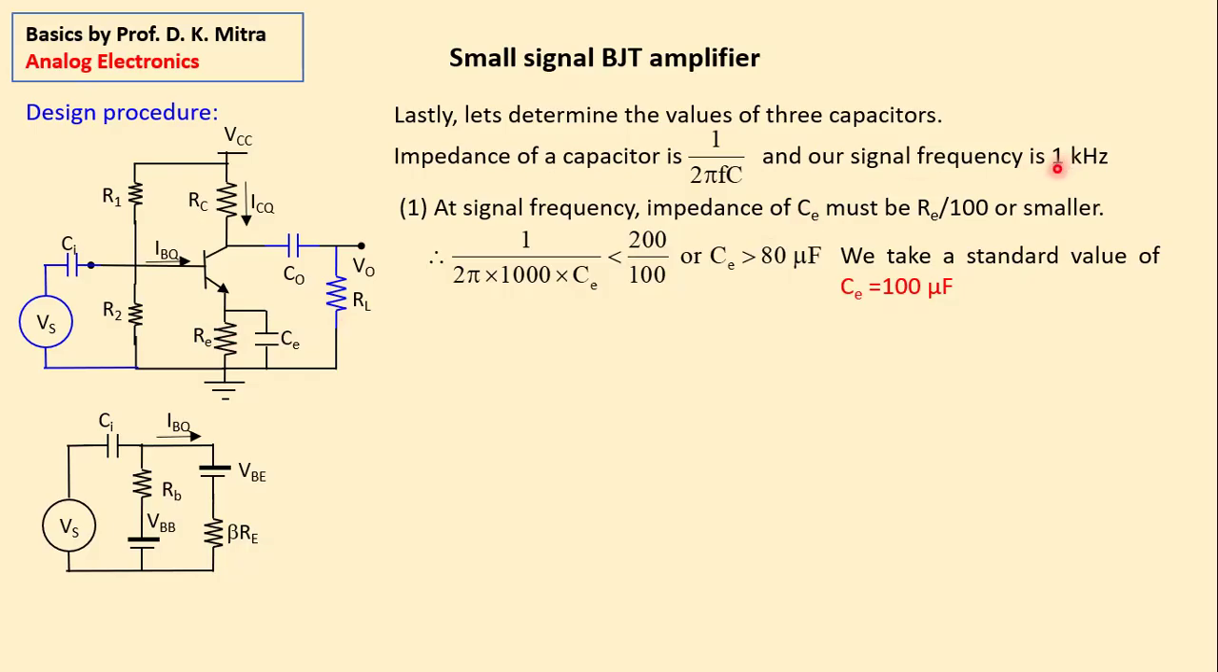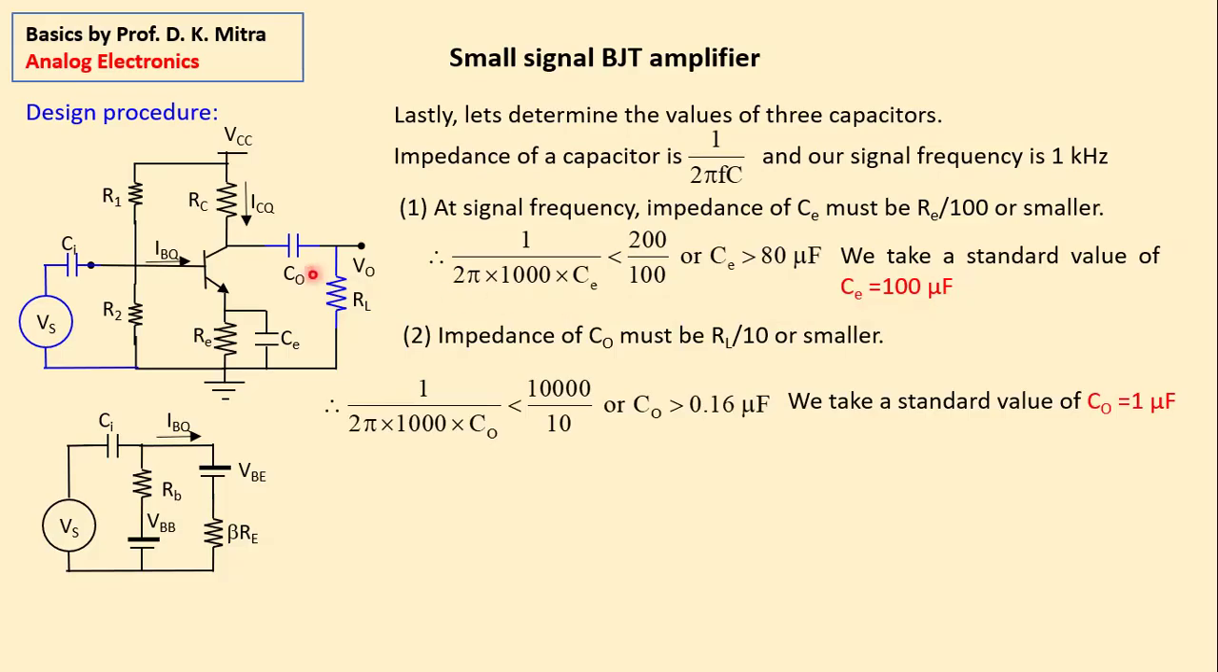I'll test it at 1 kilohertz, but mind it, my audio signal is much less than 1 kilohertz. So make it 1/100th. So 1 by 2 pi f is 1000, C should be less than my RE, which is 200 ohm, by 100. From here you can find out C is 80 microfarad. Take a standard value on the higher side, 100 microfarad.